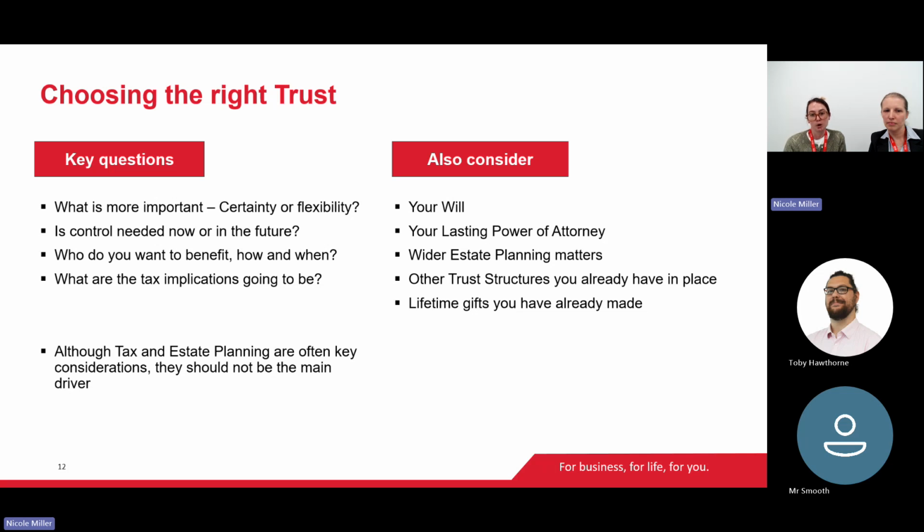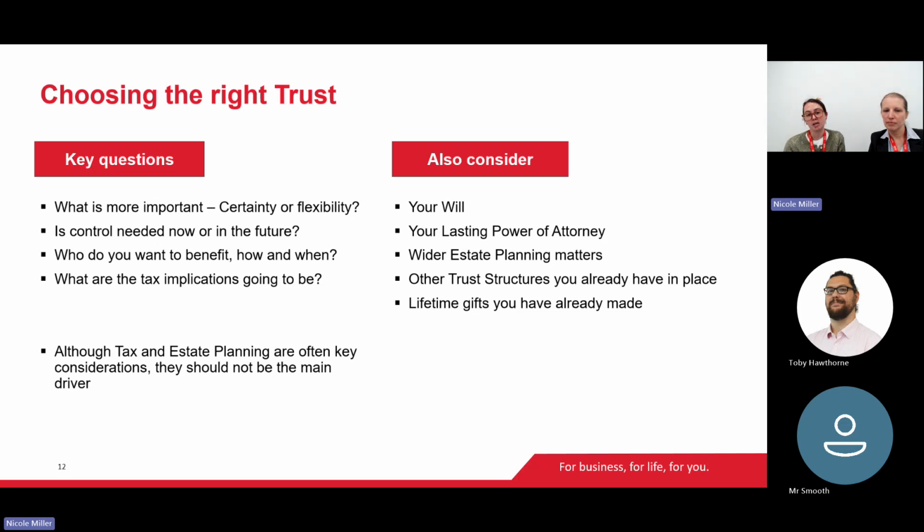You also need to consider your own affairs. So your own will, it's always sensible to keep that updated. Lasting powers of attorney, anything can happen. You could lose capacity. What would happen to the trust fund then? Wider estate planning matters and other trust structures you already have in place. So you may have set up a trust many years ago, for example. You don't want any newer trusts to contradict that.